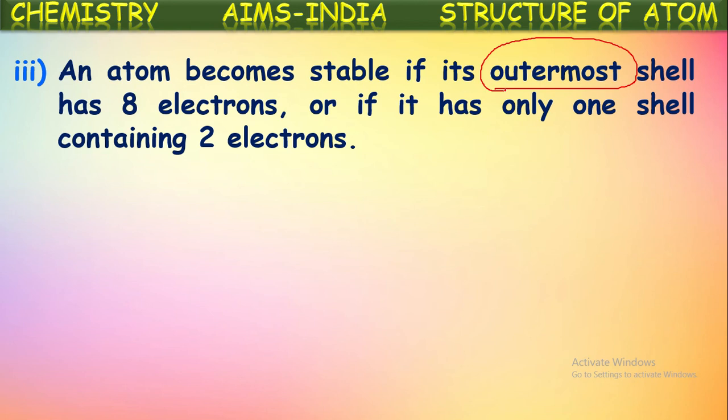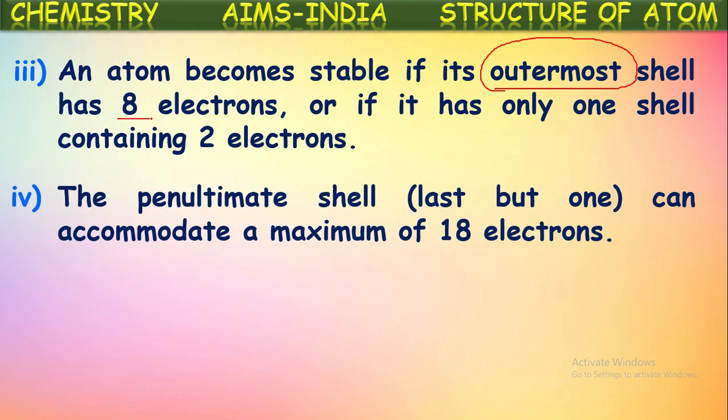If it is only one shell, and it is filled with 2 electrons, that atom is observed with more stability. If it has more than one shell, then out of those, the last shell, if it has 8 electrons filled, then that atom is more stable. Actually, this is called octet configuration. Octo means 8 electrons. So the atom with 8 electrons in the outermost shell is more stable, least reactive. Okay.